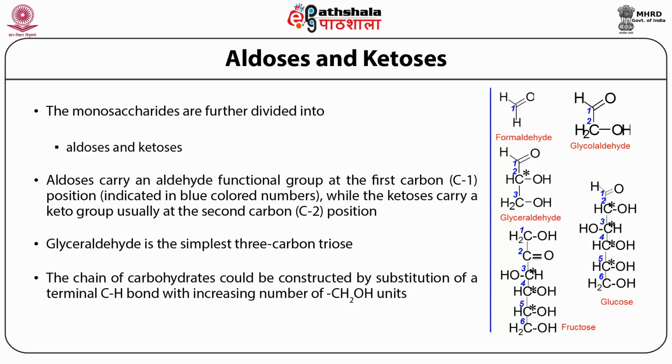So looking at the basic definition of aldose and ketose, we can say that glucose is an aldohexose, which means that glucose has 6 carbon atoms and it has an aldehyde as a functional group, while fructose is a ketohexose, which means that fructose also has 6 carbons just like glucose, but instead of an aldehyde group, it has a keto group at the C2 position.